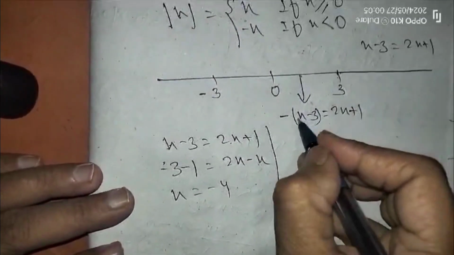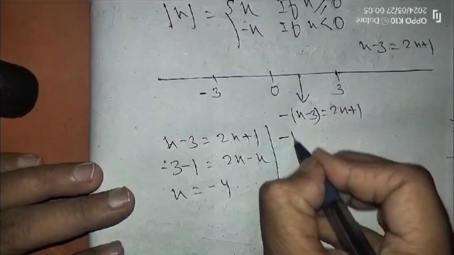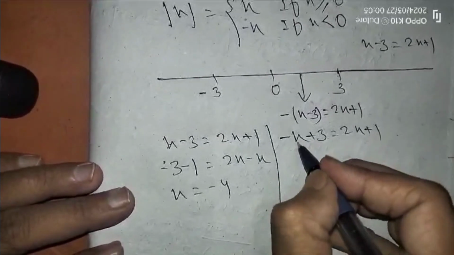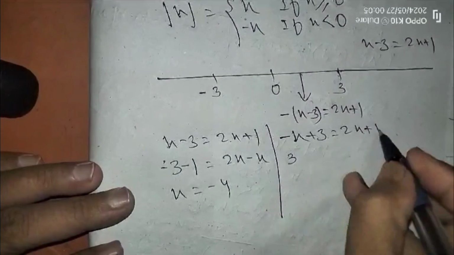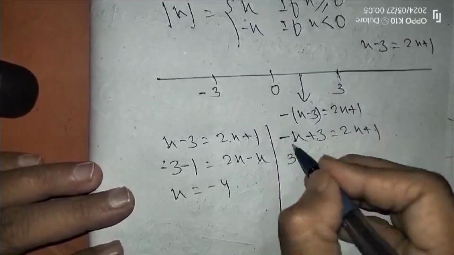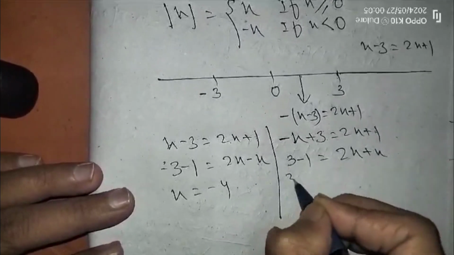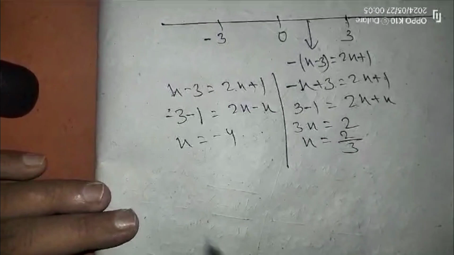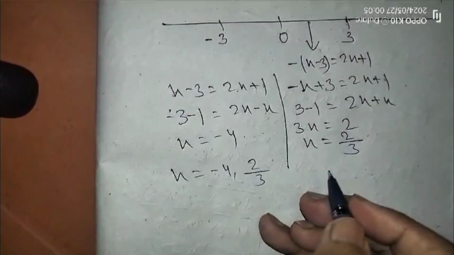Now we are going to solve this equation. First of all, multiply by minus, so minus x plus 3 equal to 2x plus 1. Now we send minus x to this side, so 3 is left, and we send 1 to this side, so it will be negative. So 2x plus x, 3x equal to 2, x equal to 2 by 3. So we got the values of x as minus 4 and 2 by 3.